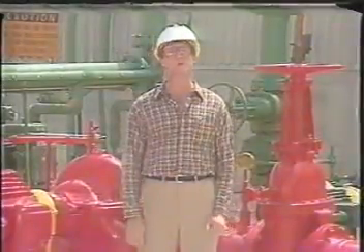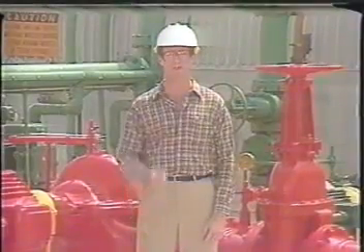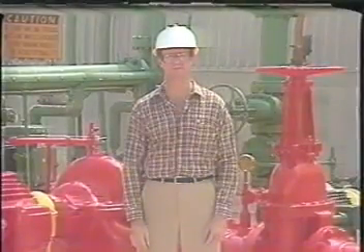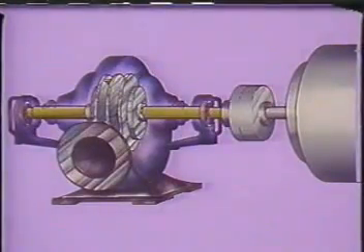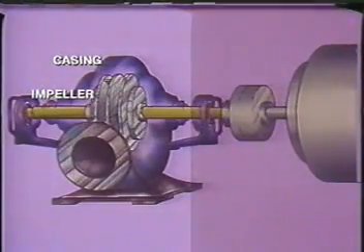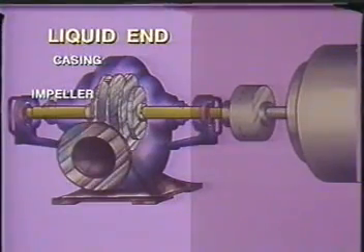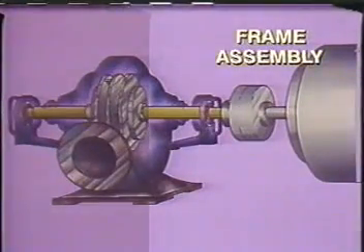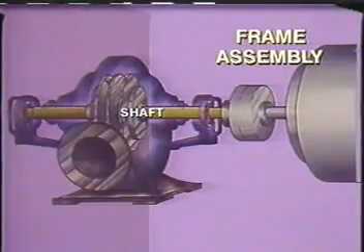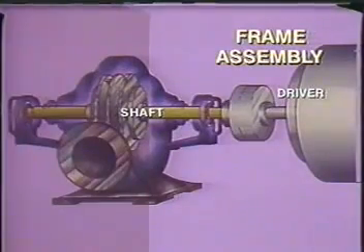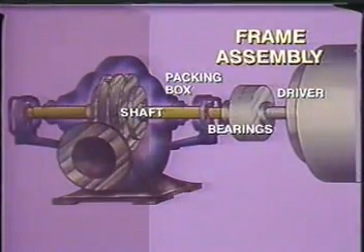So far in the program, we've talked about the major components of the centrifugal pump: the casing and the impeller. Now let's take a look at some other important parts of the pump. The casing and the impeller are the only parts of the pump which are in contact with the pump liquid. For this reason, the casing impeller assembly is called the liquid end. The part of the pump extending back from the casing toward the driver is called the frame assembly. The frame assembly provides support for the shaft, which extends through the casing wall and frame and is coupled to the driver. It includes the packing box or mechanical seal and the bearings.